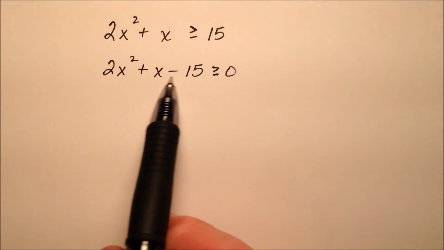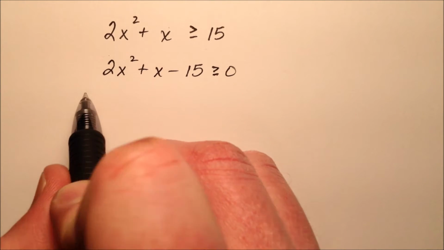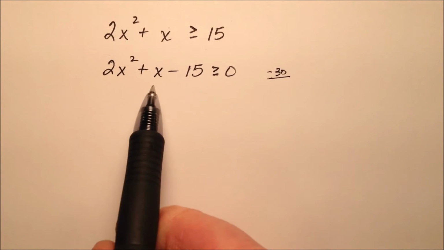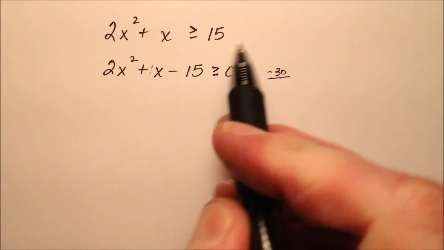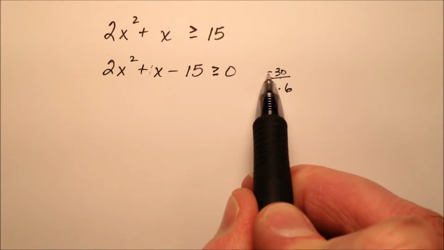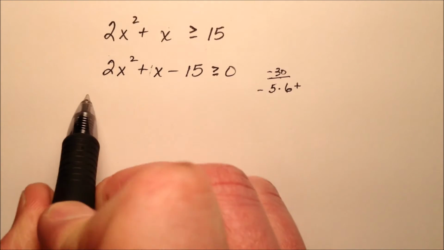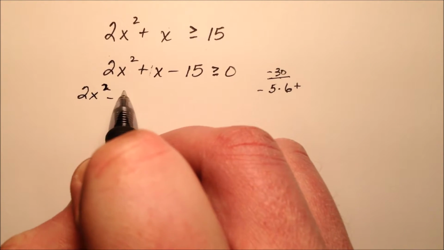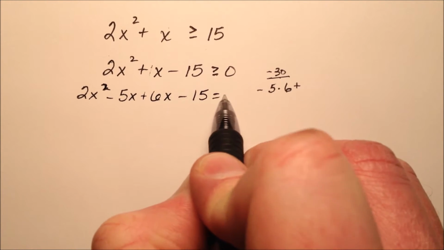So we're going to work on factoring this so we can find the critical points. So I know that 2 times negative 15 is negative 30. So we want factors of negative 30 that add to positive 1. So 5 times 6, one of them will be negative, one of them will be positive. The larger is positive. So I'm going to rewrite that linear term as a minus 5x plus 6x minus 15.